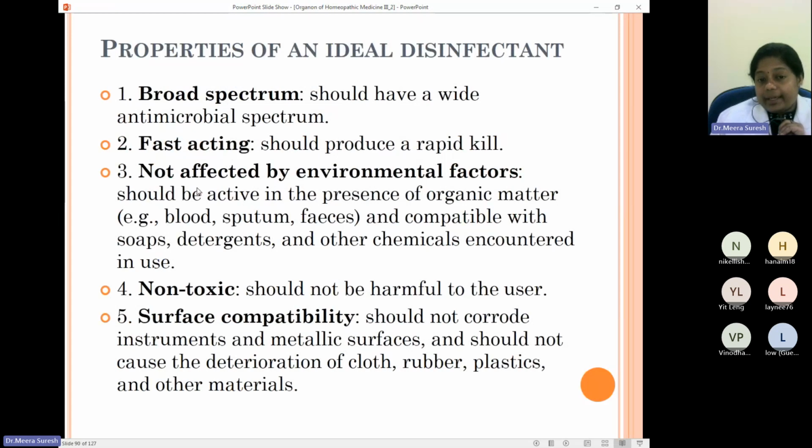Third one, it should not be affected by environmental factors. Environmental factors, like temperature, can also be included in that. There are certain chemicals, especially the bleaching powder.